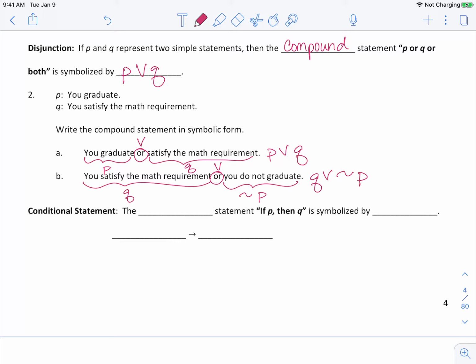Next we have the conditional statement. So this says the compound statement, if P then Q, this is symbolized by P arrow Q. Okay, and we have special names for the beginning and ending part of the if-then statement. The first part of the statement is called the antecedent. And the second part is called the consequent. Okay?